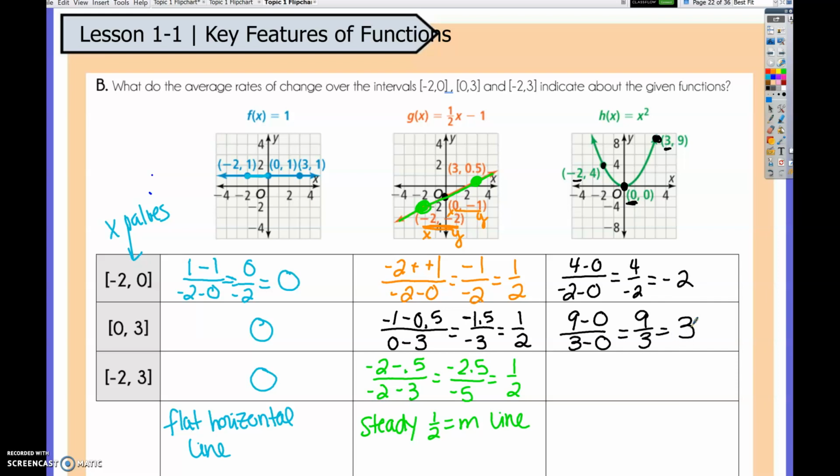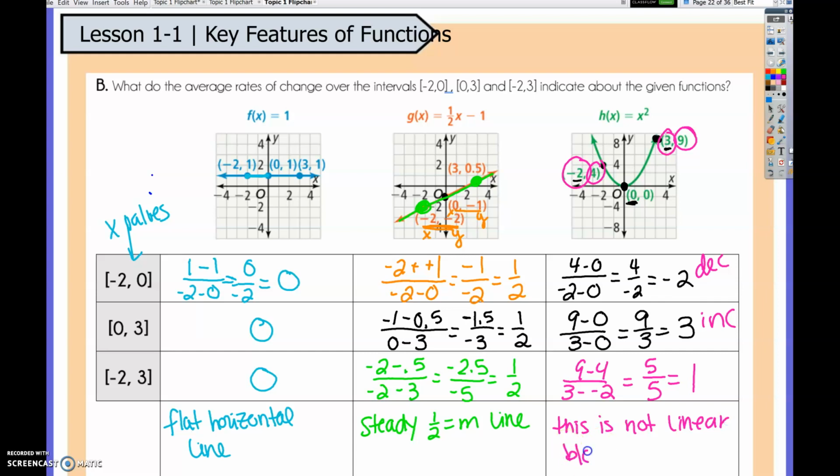Our final interval in slope form would take our y here minus our y there, so we'd have 9 minus 4 over our x minus our x, so 3 minus negative 2. Remember, when you subtract a negative, it becomes adding, and 5 over 5 is 1. The fact that these are all different, we have a decreasing slope here and an increasing slope here and a positive slope here, it just tells us that this is not a linear function, which of course we could see, but that's because of slope changes.